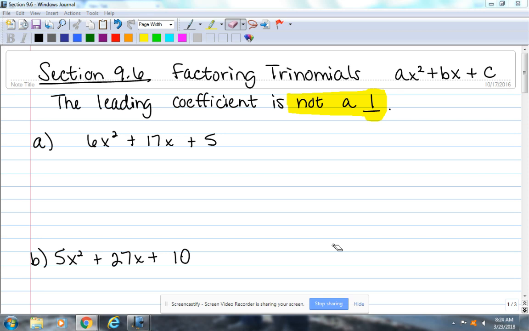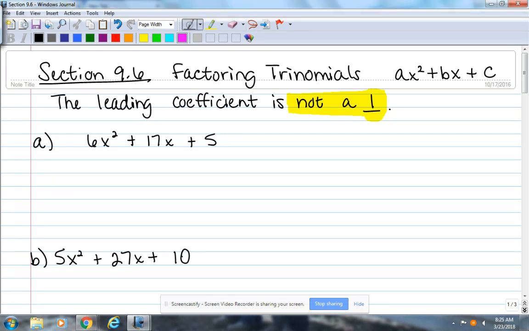Factoring trinomials when the leading term is not a 1. So yesterday when we did trinomials, all of our leading terms had a 1 in front of the x squared. Today, our trinomials are going to be a little bit more complex because we don't have a leading term of a 1. We have another number besides a 1 as that leading term.